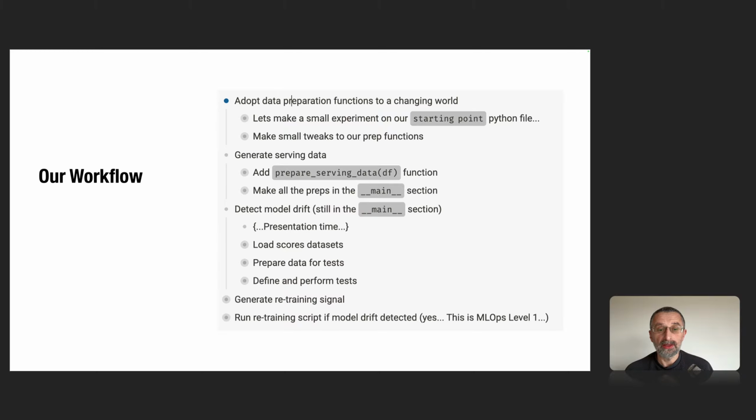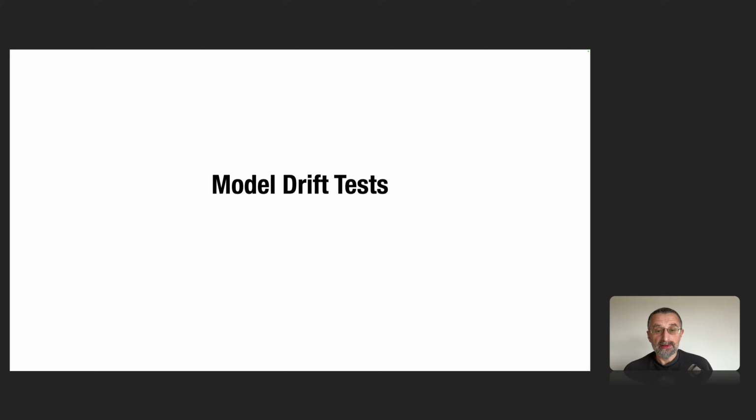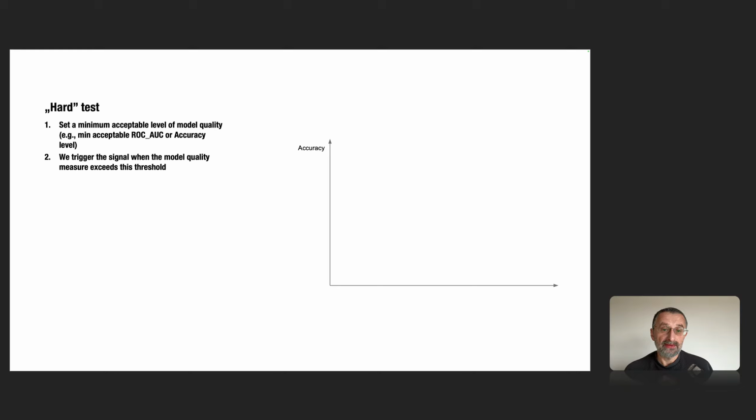But now let's go to the main methods. How to test whether there is model drift? We have some different types of tests at hand. And the first one is the so-called threshold test. That's the simplest possible, very easy to understand. So we just set a minimum acceptable level of model quality, for example, for binary classification that may be the receiver operating curve area under the curve value or accuracy level. And we trigger the signal when the model quality measure falls below this threshold.